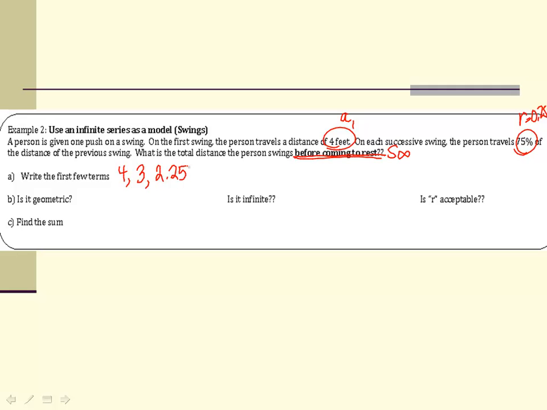Is this geometric? We can say yes because we have a ratio of 0.75, or basically the idea is we're multiplying by 0.75 each time. Now, because r is between -1 and 1, I can find an infinite sum. So what I do is I take my first term divided by 1 minus my ratio, and what I get is 16 feet.